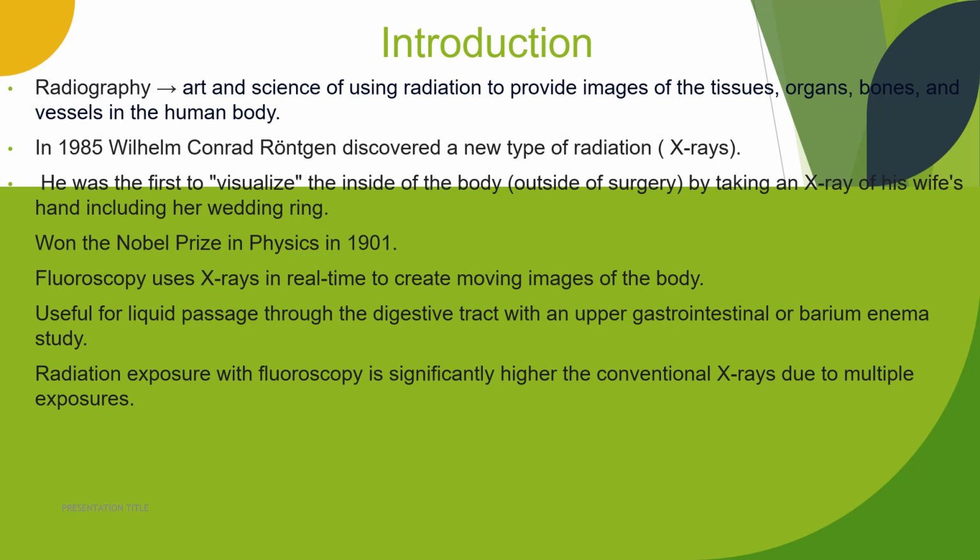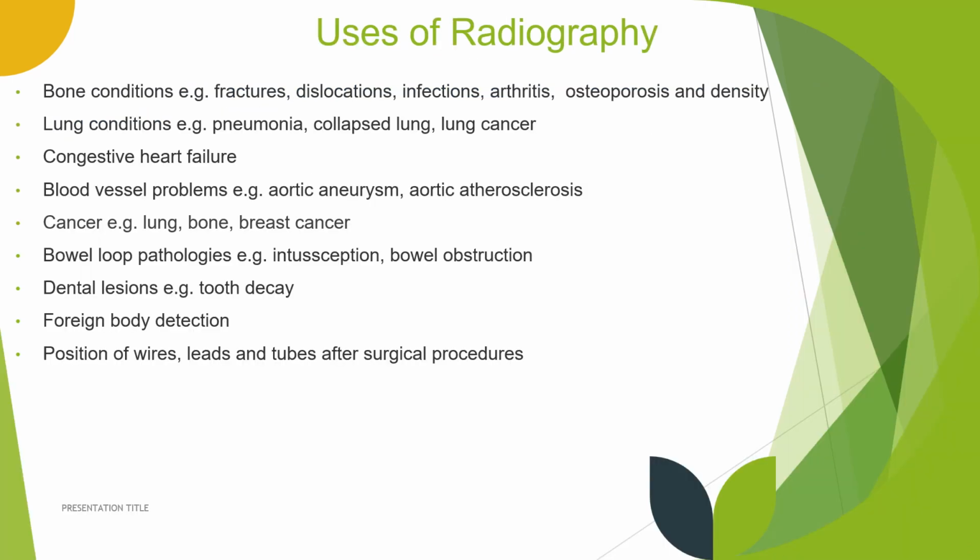And fluoroscopy is just an adaptation of radiography where we use the same X-ray to generate images in real time. So we can look at any structure of the body in real time. However, the major drawback in radiography and fluoroscopy is that they use a lot of ionizing radiation, which may have stochastic and deterministic effects on the patients over time. And the radiation exposure in fluoroscopy is significantly higher than in conventional radiography because of the multiple exposures.